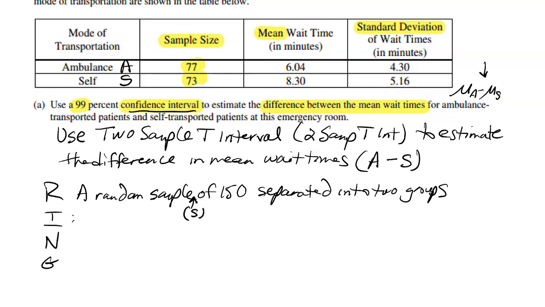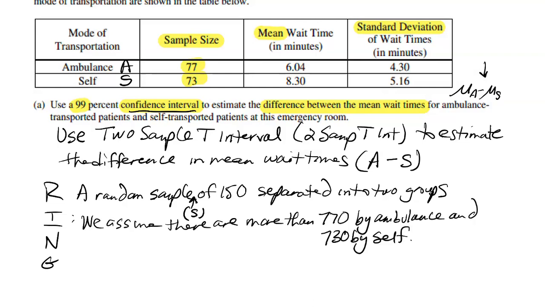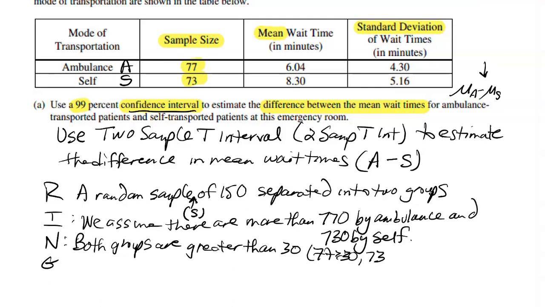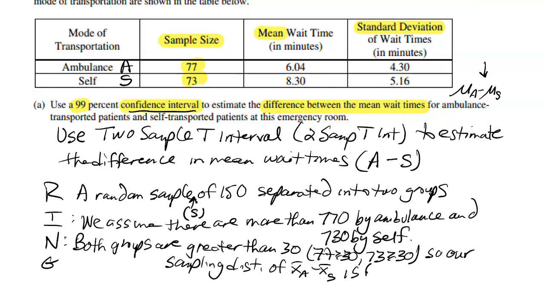For the independent condition, we need to assume that the population of those arriving by ambulance is 10 times the sample size, so 770. And then those arriving by driving themselves is greater than 10 times that group size, 73. And then to check the normal condition, both groups are greater than 30. So 77 is greater than 30, 73 is greater than or equal to 30. So our sampling distribution of x-bar A minus x-bar S is roughly normal.